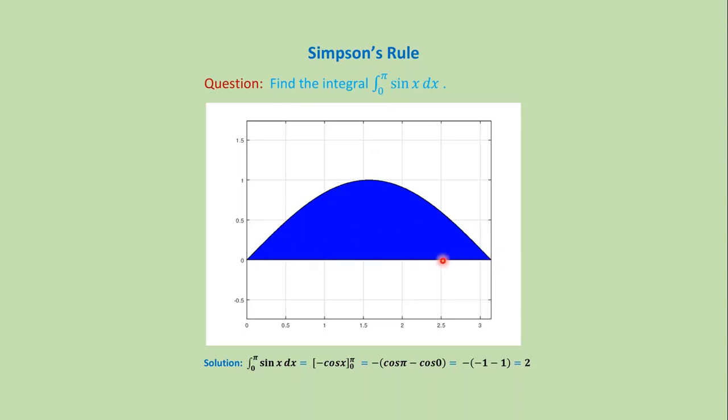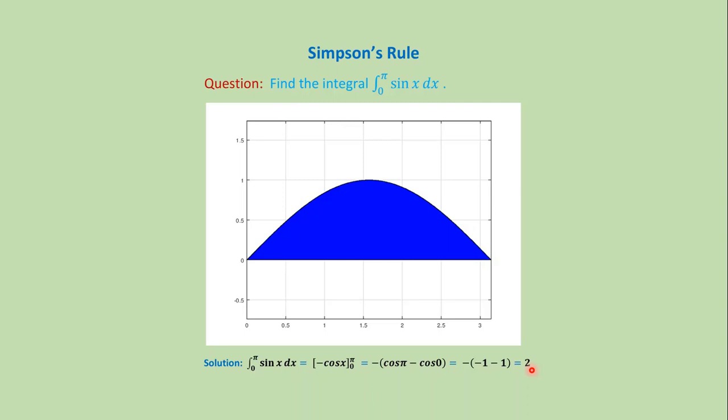If we look at the graph, then we can see that we have to find out the area of this shaded region. If we solve the problem analytically, then we get the solution as 2. But not all problems can be solved analytically, and then we have to take help from numerical methods.